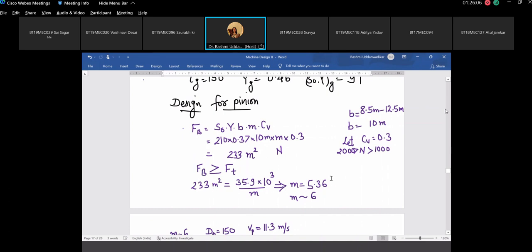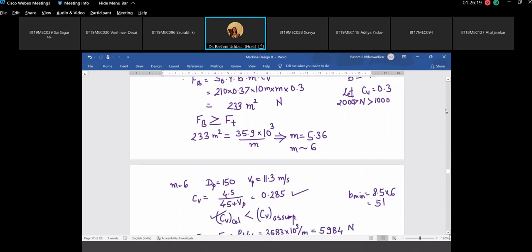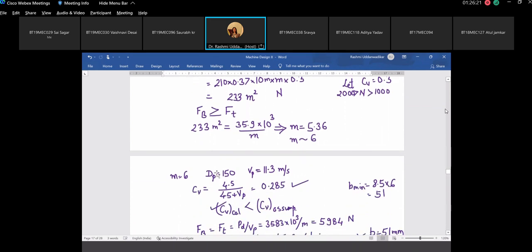By equating this, you get a range of M as 5.36 and the next standard value available in the data book is M is 6. From here, we get the value of Ft, and this will be the value of Ft or Fb. Once you get M, find out the pitch circle diameter, the peripheral velocity, and get the calculated value of Cv, which is 0.285, which is coming out to be less than the assumed value.